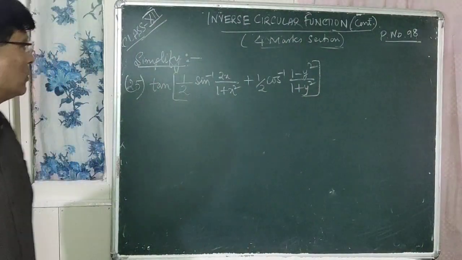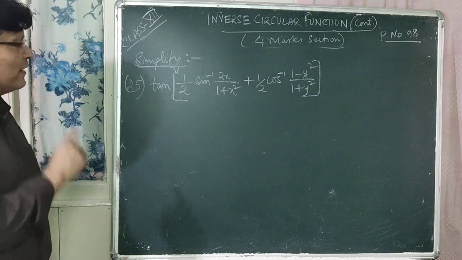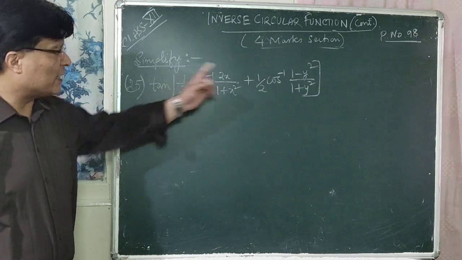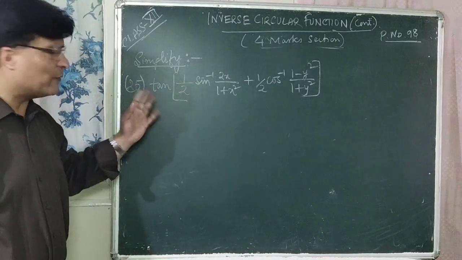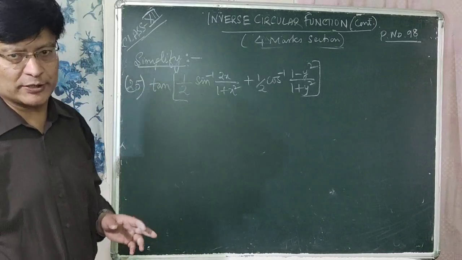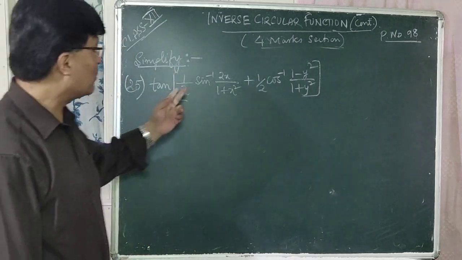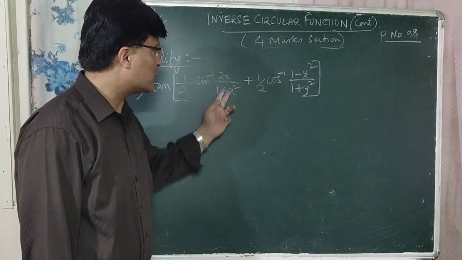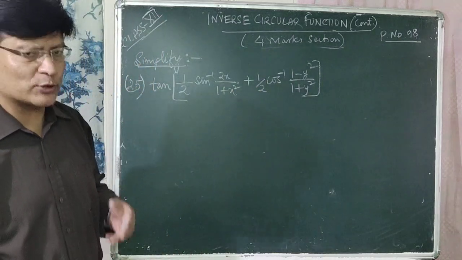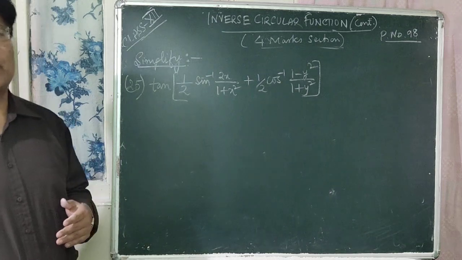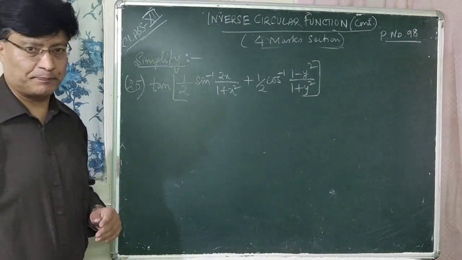So now we will do the next question, that is question number 25. Now we have to simplify it. You have to simplify it, okay? And you have to find out the simplified value of this expression, right? So now here you can use the formula sin inverse 2x upon 1 plus x square, cos inverse 1 minus y square upon 1 plus y square. You may directly use the formula, or you may use method of trigonometric substitution here.